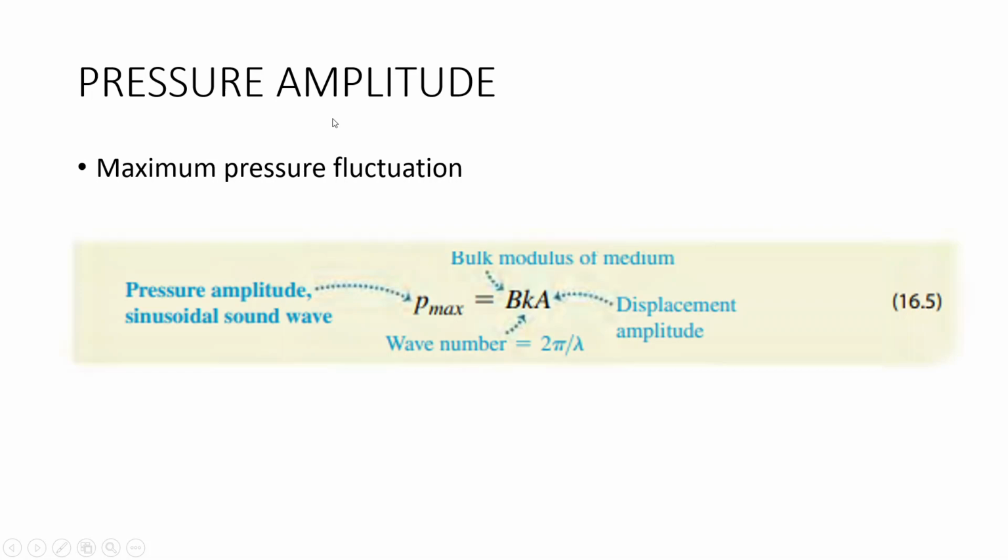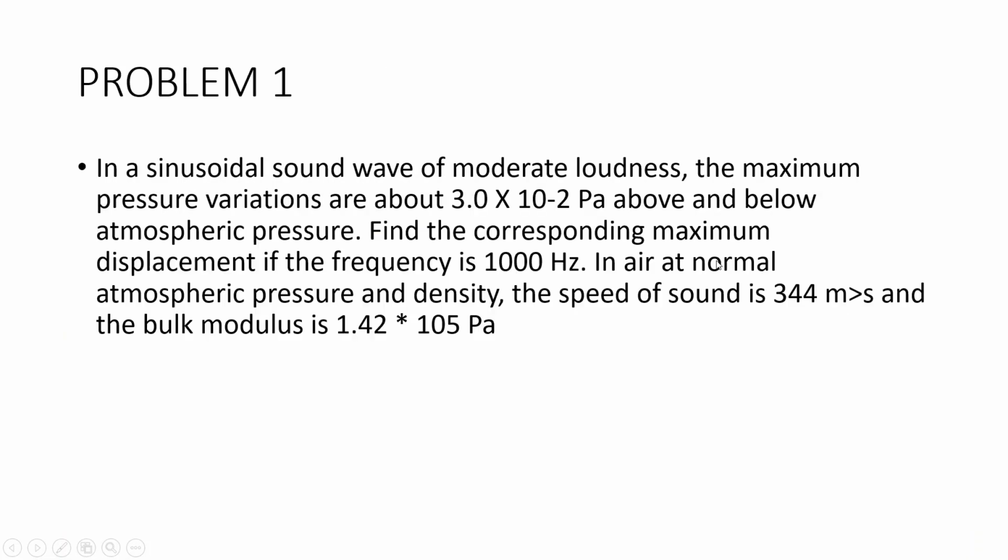There are a few computations that we are going to apply here in sound waves. One is the maximum pressure fluctuation. Okay, ang formula dyan ay P max is equals to BKA. B is the bulk modulus of the medium. K is the wave number, or what we can compute as 2 pi over the wavelength. Okay, A is the displacement amplitude.